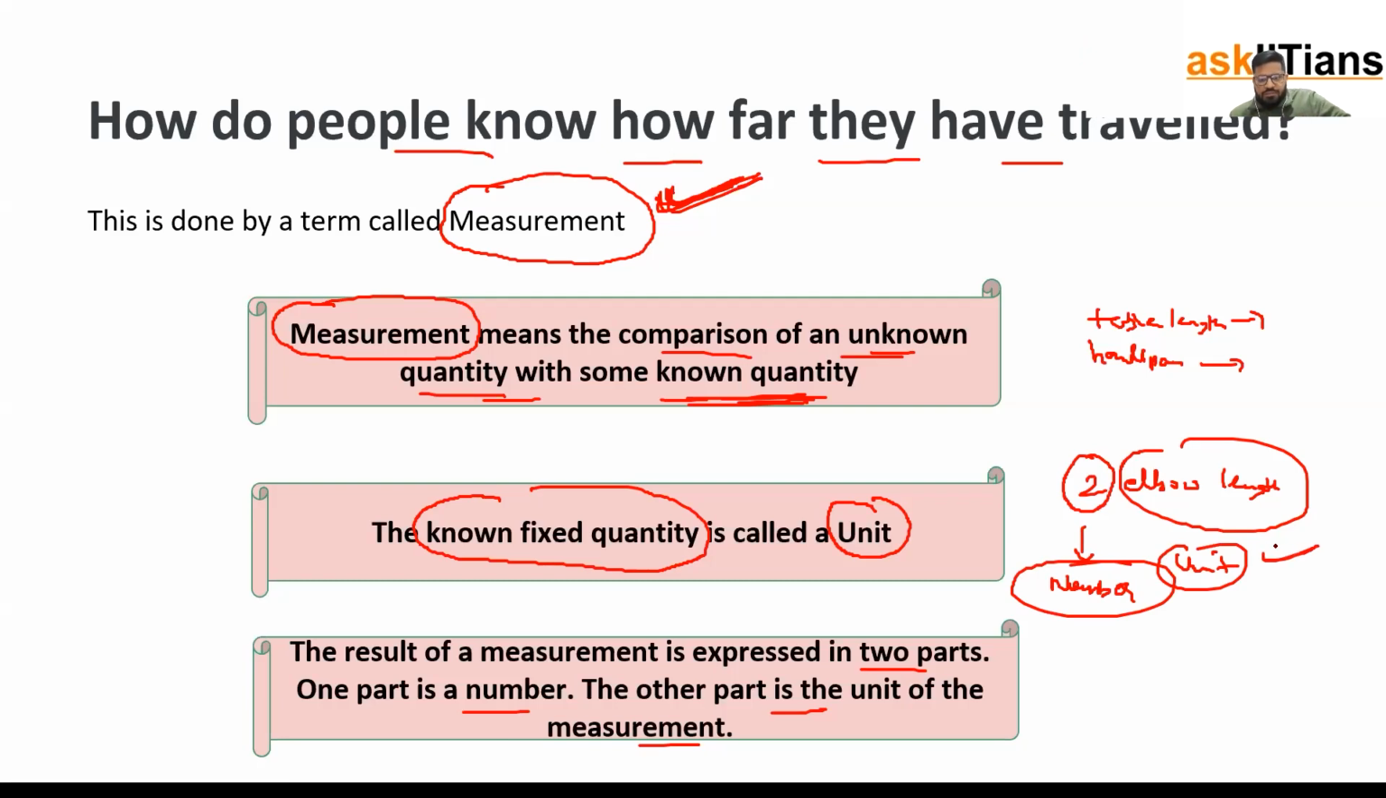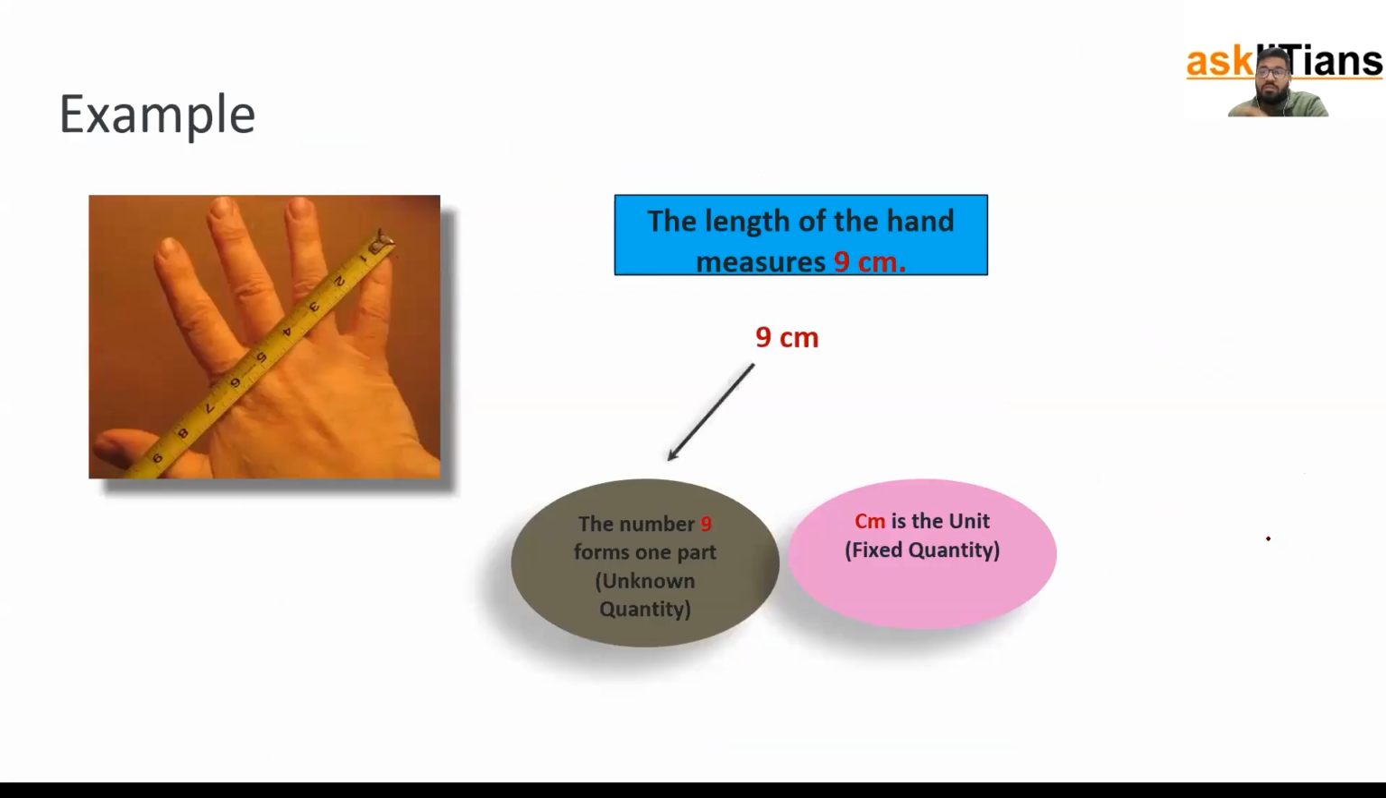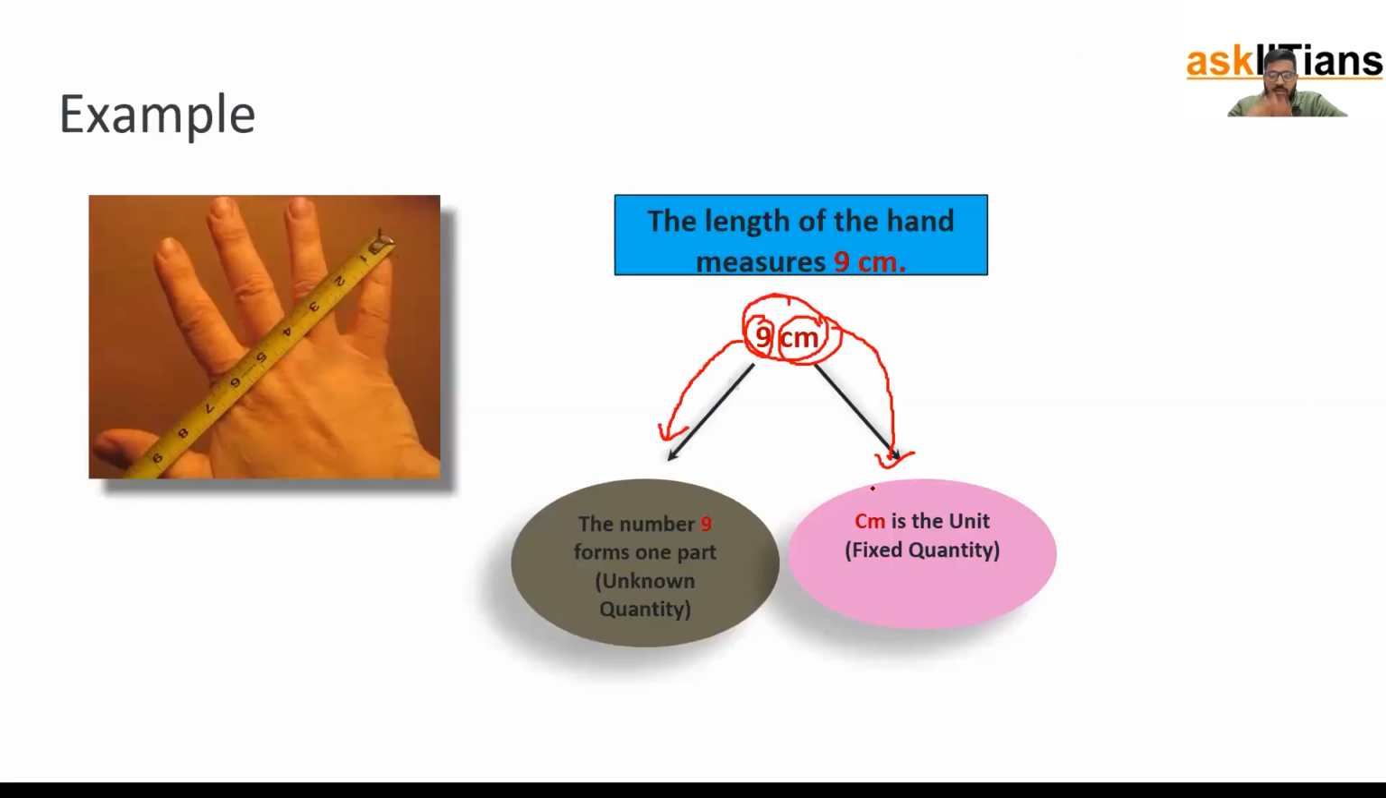Okay, clear? So this is how measurement works, or how measurement is necessary. Suppose in this picture, a person is measuring the length of his hand span with some scale. Suppose the measurement comes to 9 centimeter. So this 9 is the number, the unknown quantity which I was saying. And this centimeter is the known, fixed quantity, which is known as the unit. So measurement has two things: the number as well as the fixed quantity, which is known as the unit.